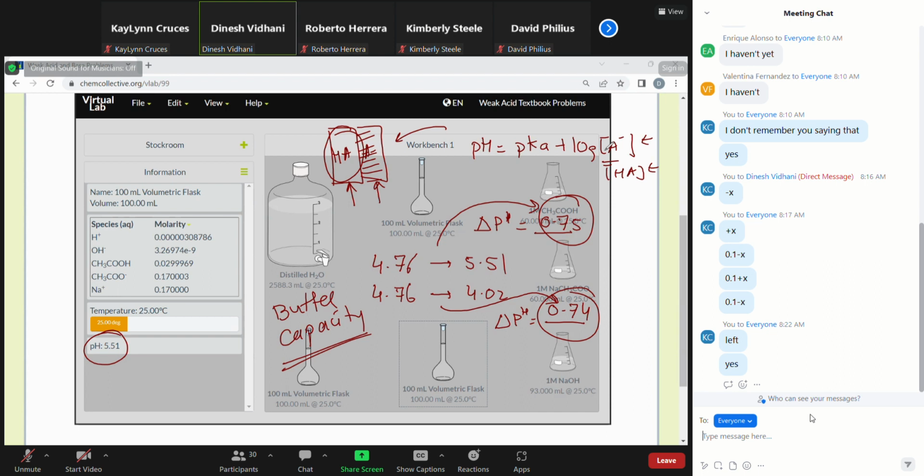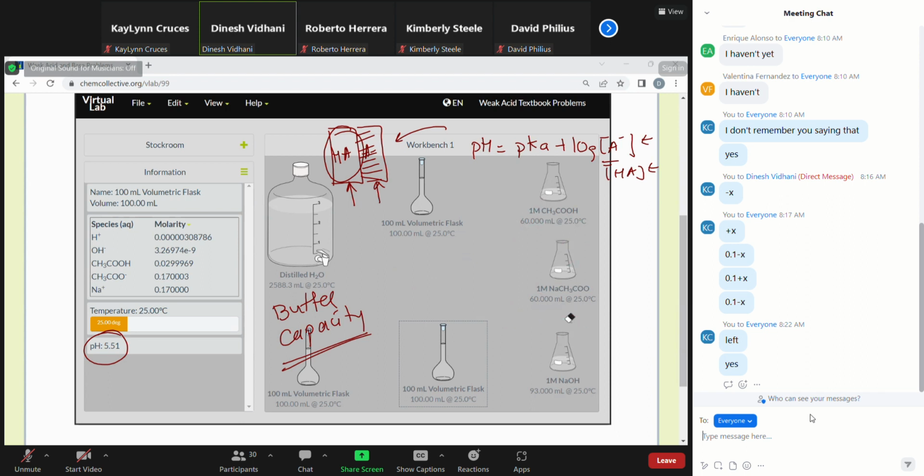Let me show you in terms of the equation. I'll just take this whole thing from here so I can write it down for you. So when HA equals A minus, if I simply plug those into the Henderson equation, I can simply say log of A minus over A minus. Why? Because HA is equal to A minus, so this is going to cancel out. I forgot to put log. And log of 1 is 0. So pH equals pKa.